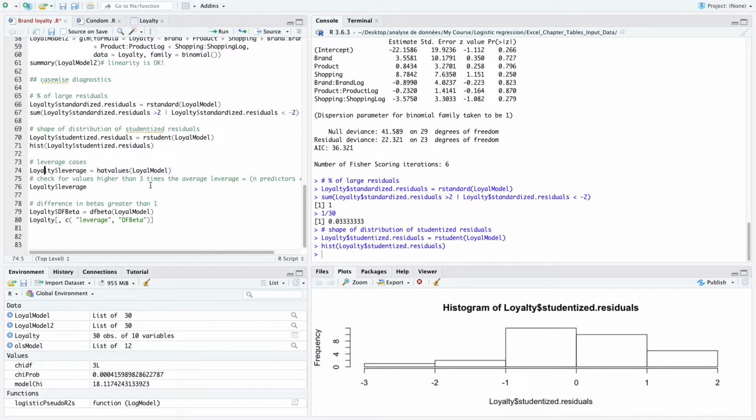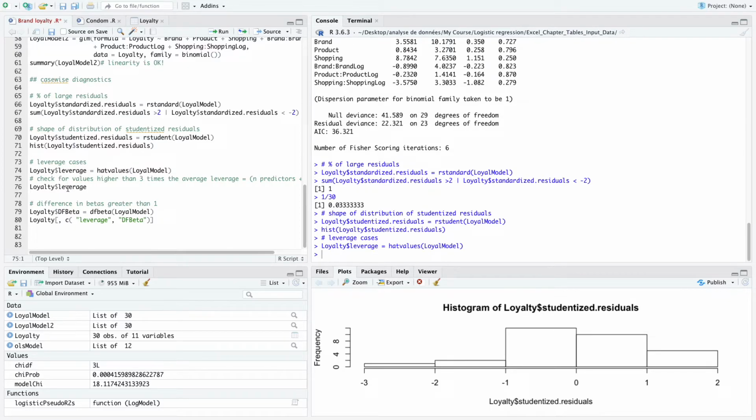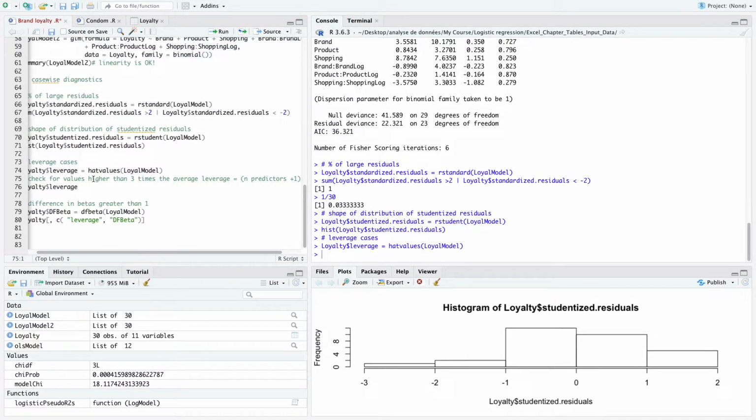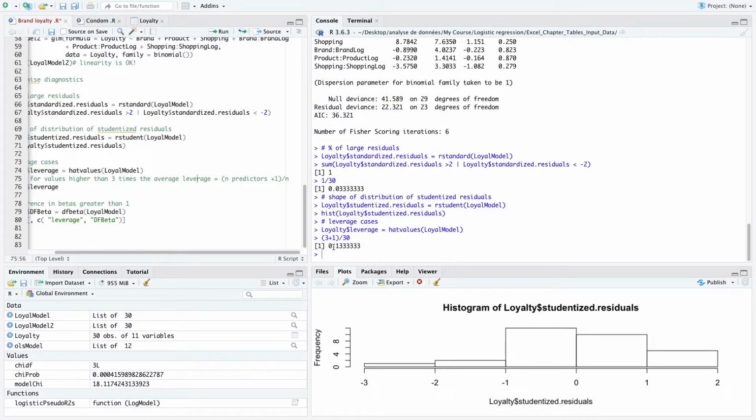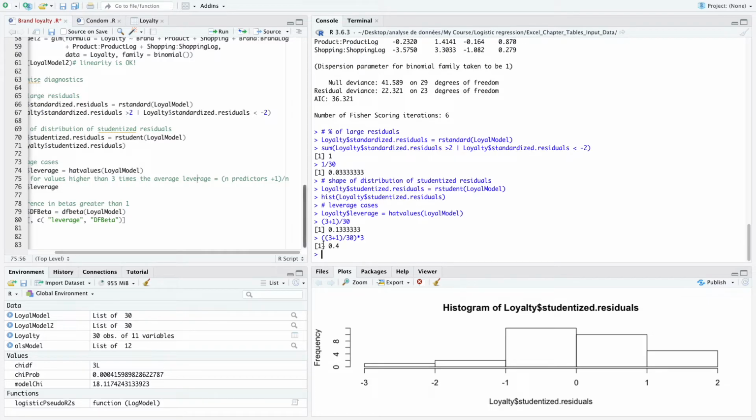Another issue we need to look at is the leverage. And here the function is hatvalues. Normally we look at values which are higher than 3 times the average leverage. The average leverage is the number of predictors plus 1, over n. How many predictors do we have? We have 3, plus 1, over n, which is 30, and this is the average leverage, right? So what we need to do is multiply this value by 3, and this is the cutoff which we should not exceed, and this is 0.4, okay?